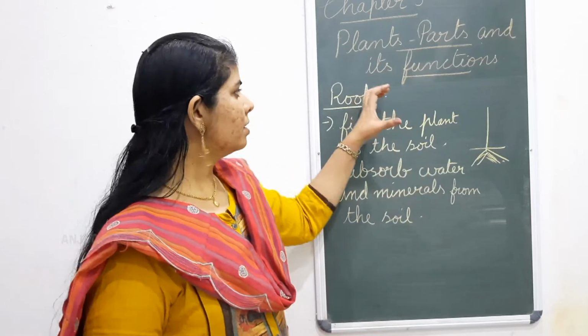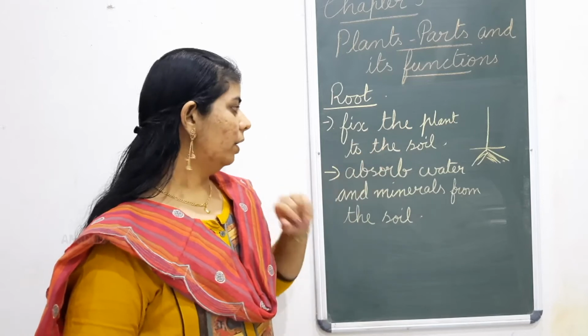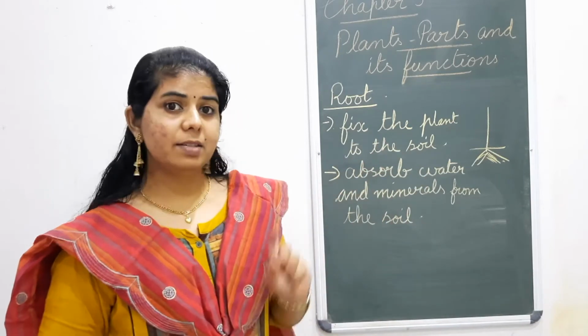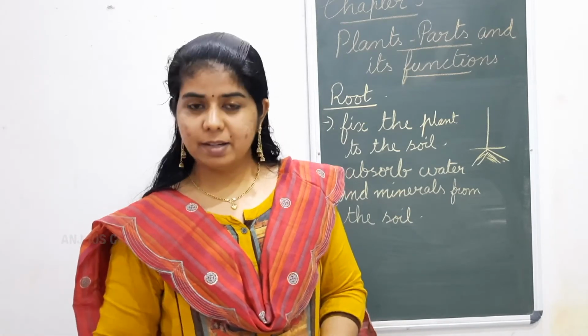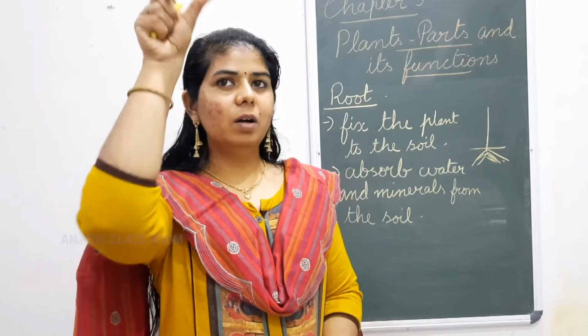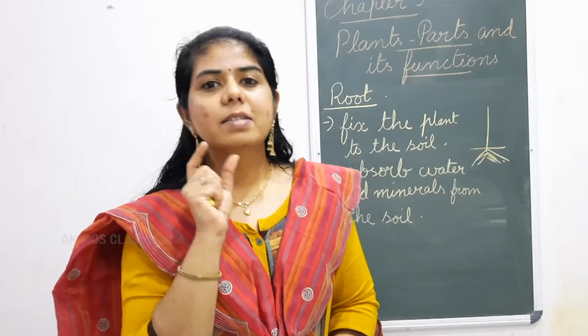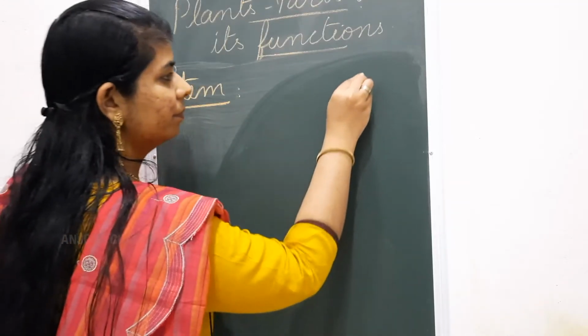So these are the functions of the root. It helps to fix the plant to the soil and also to absorb water and minerals from the soil. That is the work of the roots. Now let's go to the next part. You can see a part that is the stem. Now we'll see the stem. I'll draw the stem first.